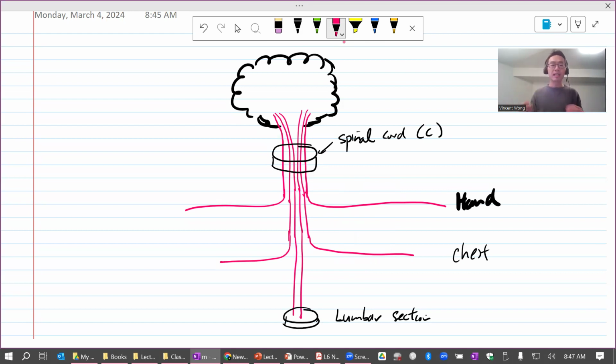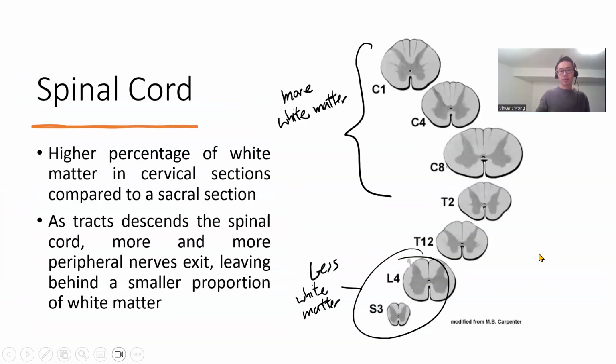And that's why the percentage of white matter, which essentially are the tracks, is going to be much lower when you take it from a bottom section of the spinal cord. Okay? So if I show you a slice like this and I say, where do you think this is from? Is it from higher up like the C, middle, or bottom? If you see a lot of white matter, it's going to be from the cervical section. If you see very little white matter like this one, it's going to be further down in the spinal cord.